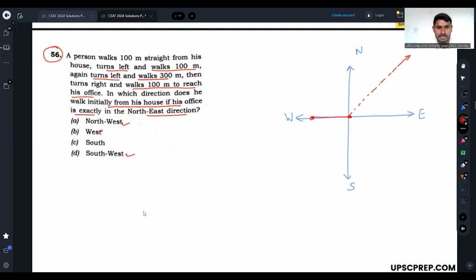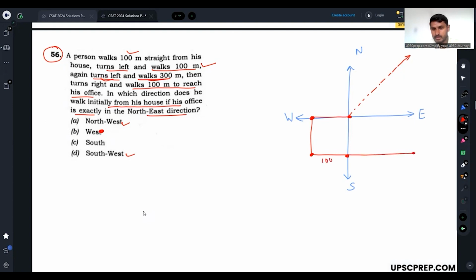Okay, we are checking for option B. So 100 meters straight from his house, he walked in the direction of west. Then let's say he turned left and again walked for 100 meters. Left will be in this direction, so we came till here. 100 meters again he walked, again turns left. So now what is the left direction? This will be the left direction, right? Again turns left and walks 300 meters. So we have to walk 300 meters in this direction now.